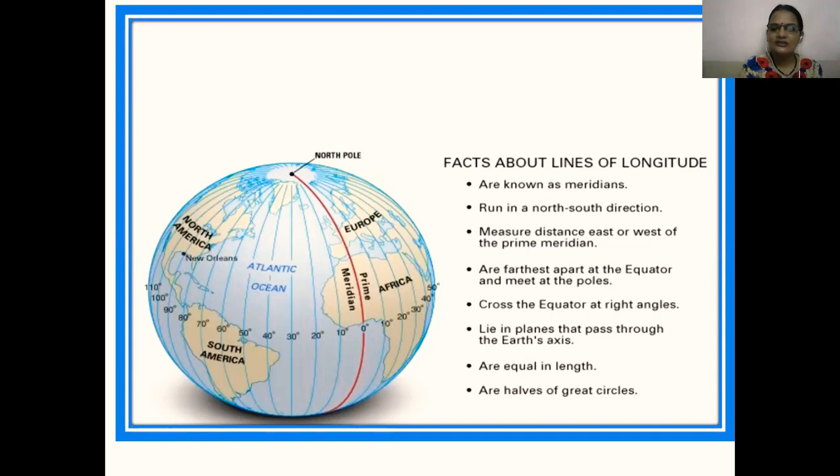Longitudes run in north-south directions. They measure distance east or west of the prime meridian. So you can see that a prime meridian line is also shown. They are farthest apart at the equator and meet at the poles. They meet at the poles only. They cross the equator at right angles. The meridians or the longitudes lie in planes that pass through the Earth's axis. And they are equal in length and are halves of great circles.